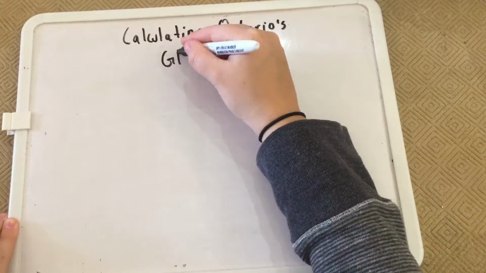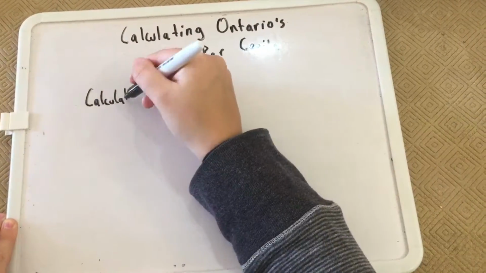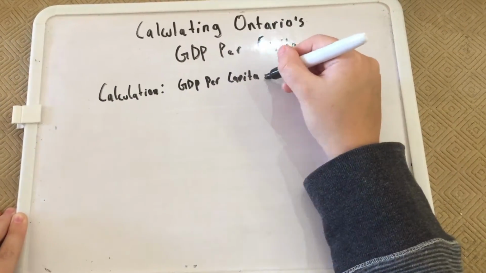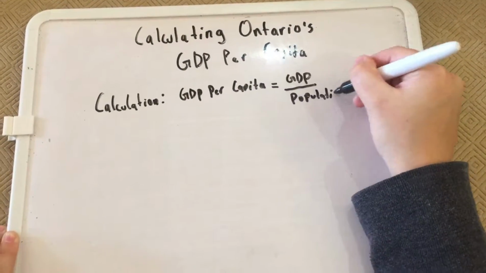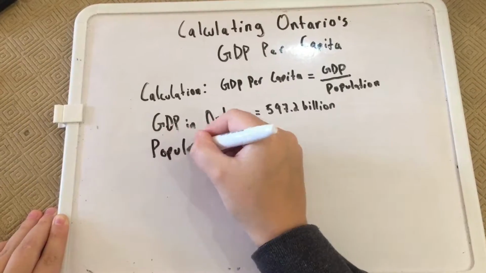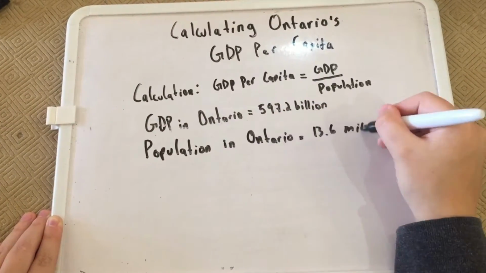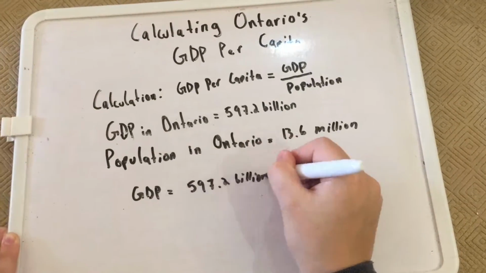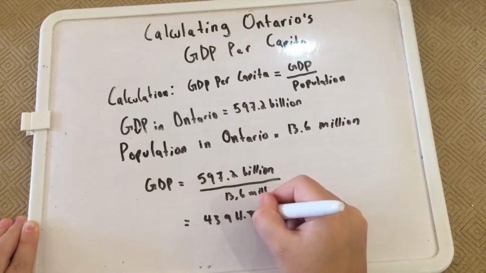Now we are going to calculate Ontario's GDP per capita. To calculate GDP per capita, you have to divide GDP by the population. The GDP in Ontario is $597.2 billion, and the population in Ontario is 13.6 million. Therefore, the GDP per capita is about 43,000.